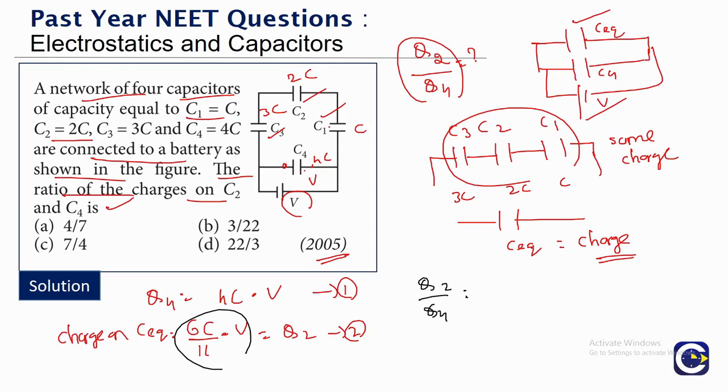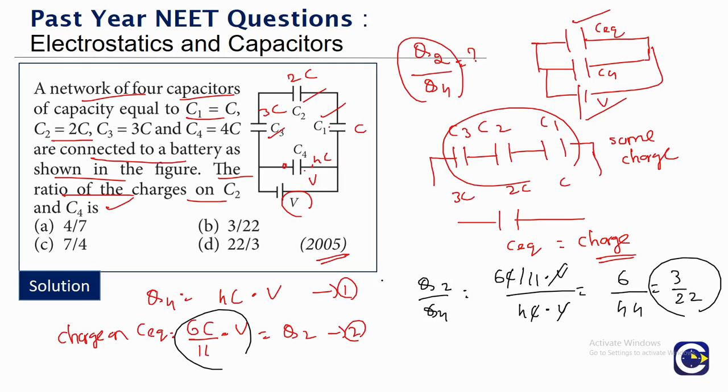So what is Q2 by Q4 going to be? Q2 is this one, right? 6C by 11 into V divided by 4C into V. So V is cancelled, C also will be cancelled. We'll have 6 by 44, that will be equal to 3 by 22. So this will be the ratio of charge on C2 to C4. Correct answer is option B.